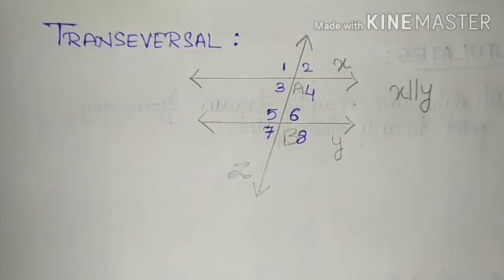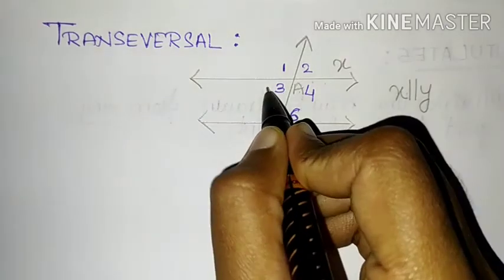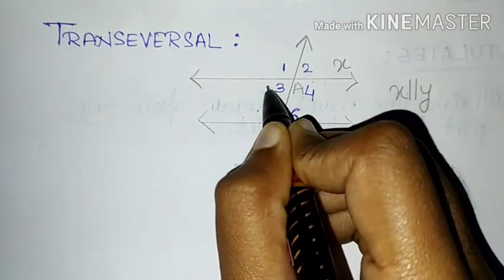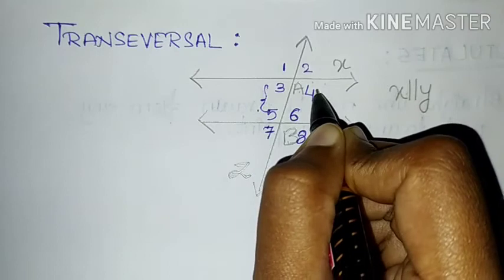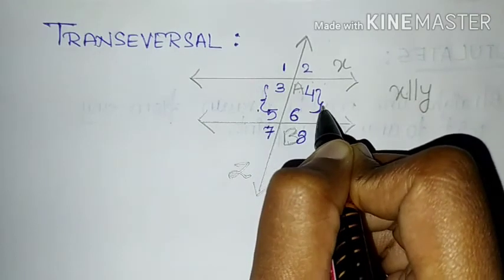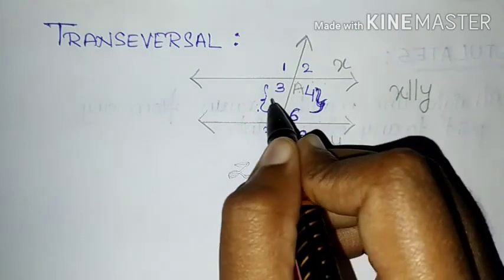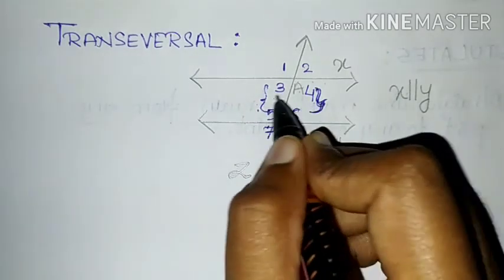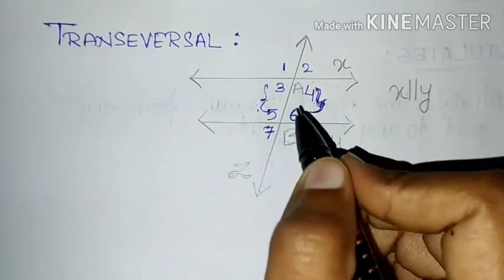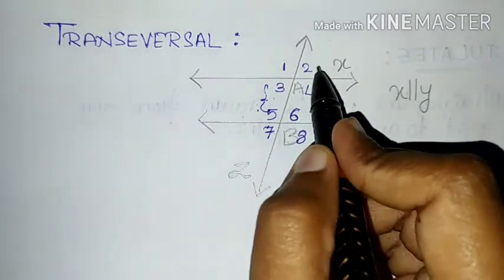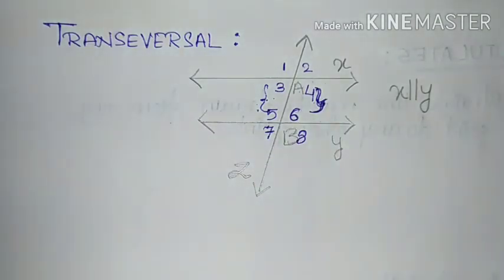In Euclid's fifth postulate, his main focus was on angle 3, angle 5, these two angles, and angle 4 and angle 6. So before we go ahead and understand what these angles have to do with the fifth postulate, first let us understand each of these angles.